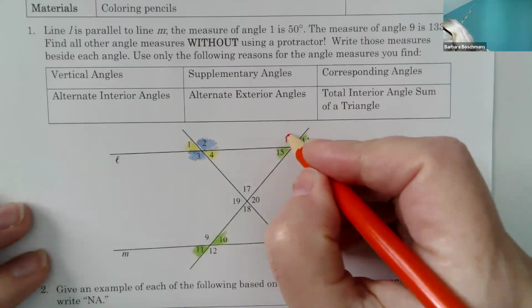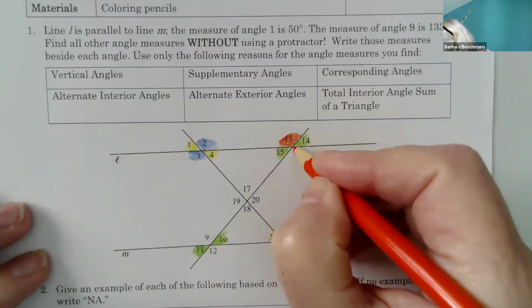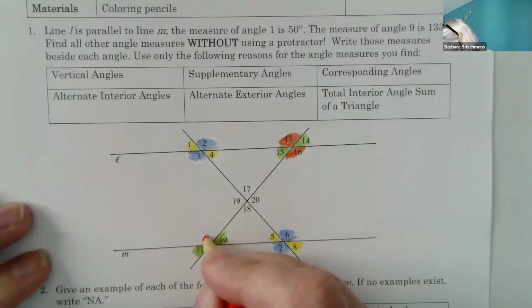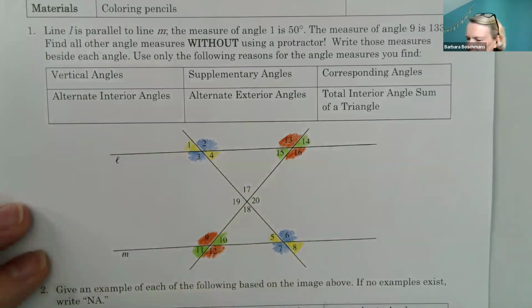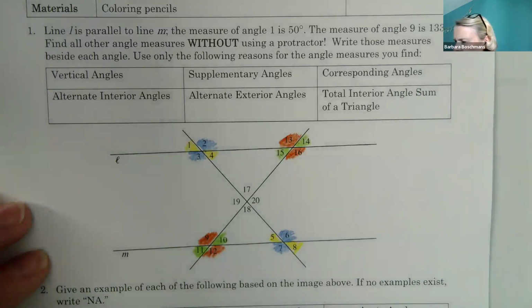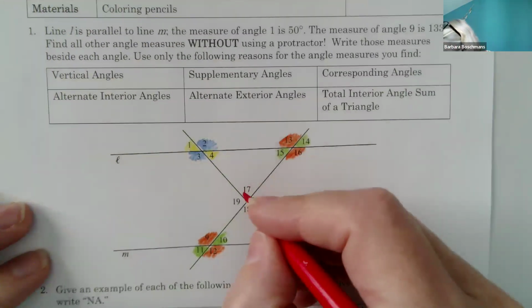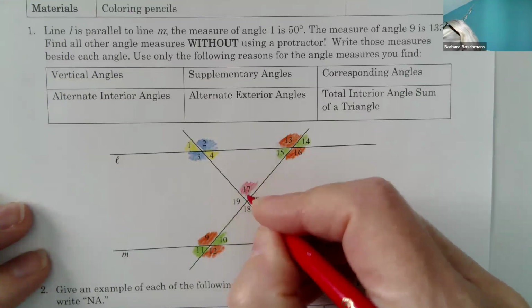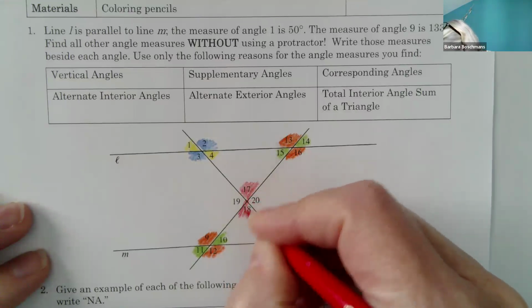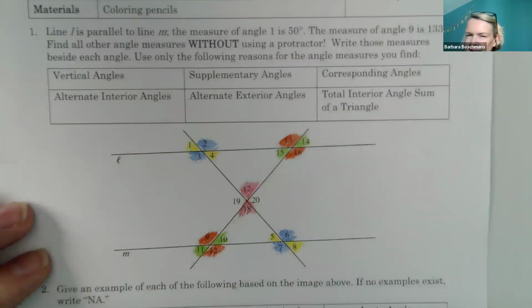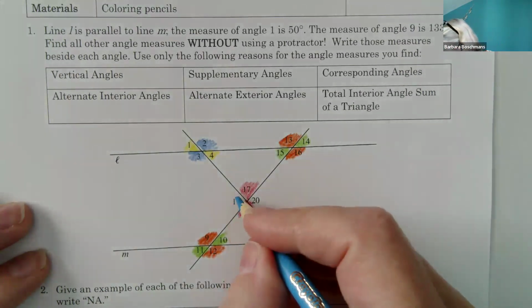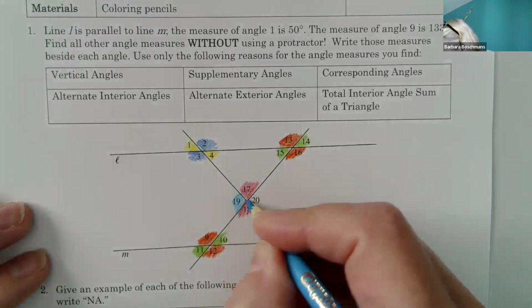Then 13 and 16 will be the same, and 9 and 12 will be the same. Where the two transversals meet, we are creating more of these vertical angles. So they're opposite of each other, also called opposite angles. So 17 and 18 are the same, and last, 19 and 20 are the same.